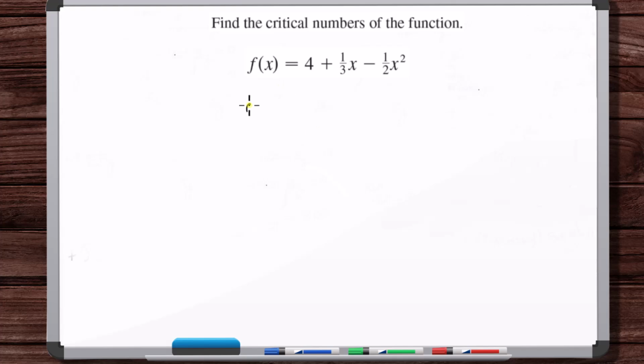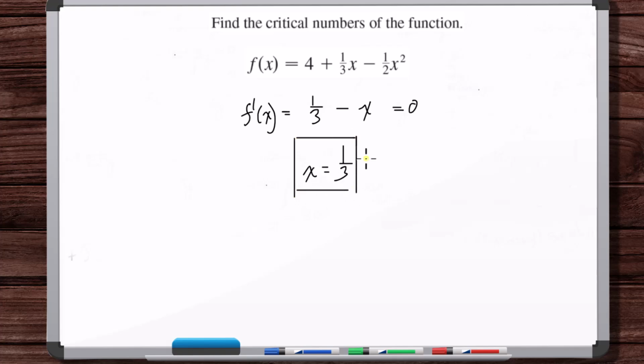Okay, what's f prime of x? 1/3 minus x. All right, 1/3 minus x, where does that equal 0? When x is equal to 1/3. Is there any point where this doesn't exist? No. So that is the only critical point. That's all the question's asking us. x equals 1/3 is the only critical number of the function.